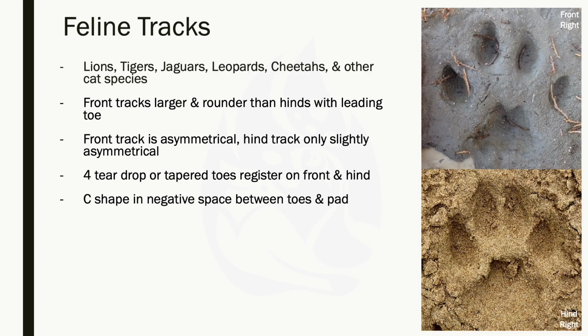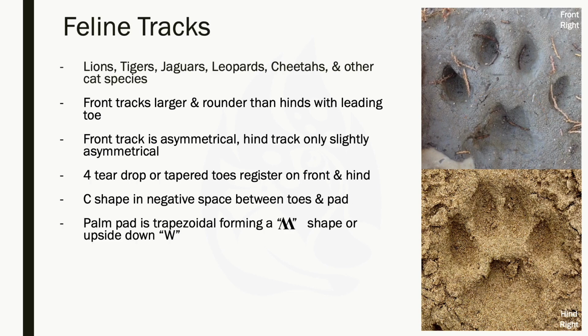So again, differentiating felines from other animals who have 4 toes is going to be this area between the toes and the palm pad, and we refer to that as negative space. So if I draw a line here on the front track, we'll see it's sort of a circle or an arc. Okay, maybe not perfect, but you could draw a nice little arc across the top of the palm pad, and you would have this negative space where nothing registers below those toes. So you always want to look for that in felines. In other animals, it's going to be a different shape, but in felines, you'll see this arc.